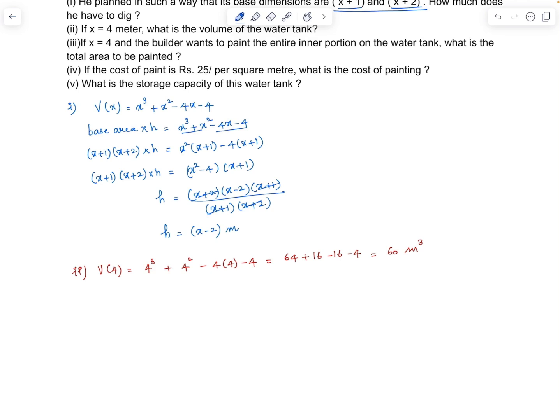To get the total area to be painted, first of all, we need to get the three dimensions. We have all the three dimensions in terms of x. Length is x plus 2, substituting x is equal to 4 here, length becomes 6 meters, and breadth is x plus 1, which is 5 meters, and height is x minus 2, that is 2 meters.